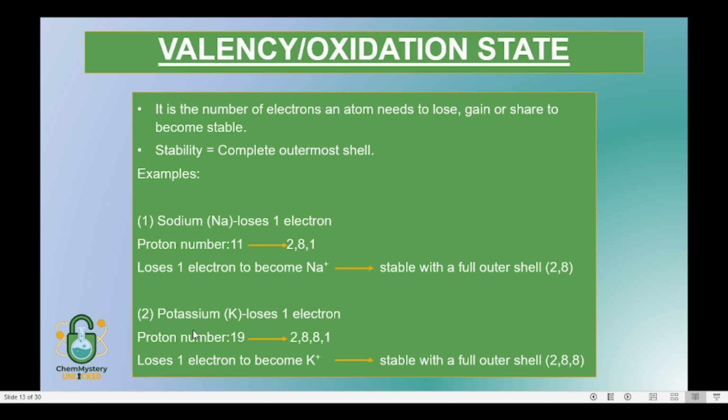Now let's move ahead on to the potassium. Potassium loses 1 electron. It is also in group 1 of the periodic table, so it loses 1 electron. Proton number is 19, so electrons are 19. Electronic configuration is 2 electrons in the first shell, 8 electrons in the second shell, 8 electrons in the third shell, and 1 electron in the fourth shell. So therefore to become stable it needs to lose something, right? So it loses 1 electron to become K+. Now it becomes stable with a full outer shell. 2 electrons in the first shell, 8 electrons in the second shell, and 8 electrons in the third shell. आप लोगों के पास देखें कंप्लीट हो गया outer most shell. इसने लूज किया 1 इलेक्ट्रॉन और अब ये कंप्लीट हो गया outer most shell.